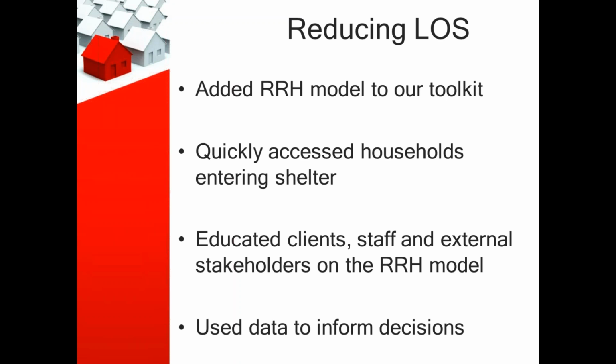And again, we use data to inform decisions. So every quarter we met, we sat down, we looked at what our length of stay was, how many people we had who had exited to permanent housing, and we thought through what can we do differently, how can we change this model to really get our length of stay down, to really push more people to be exiting into permanent housing.